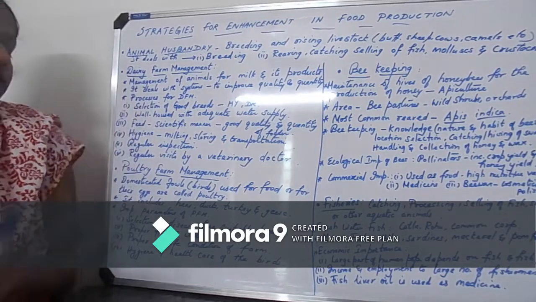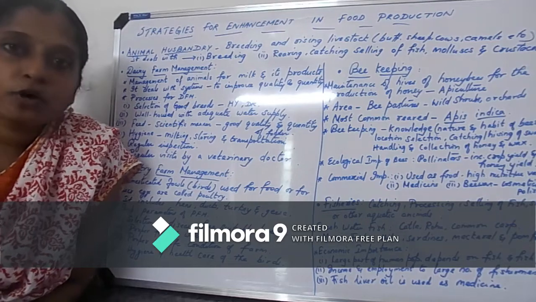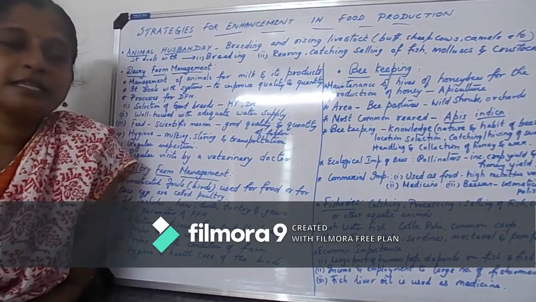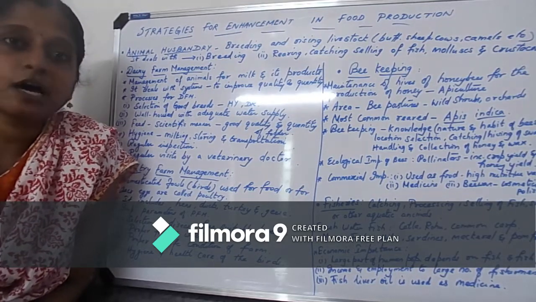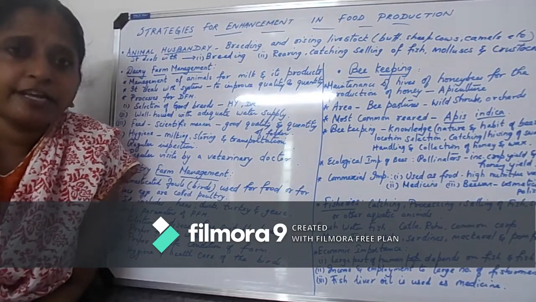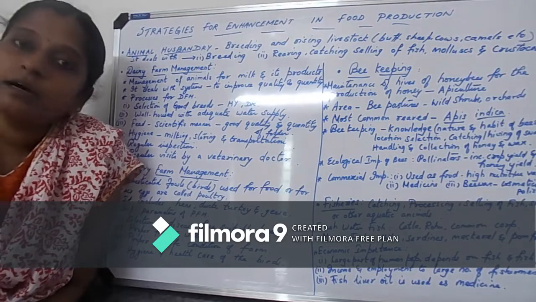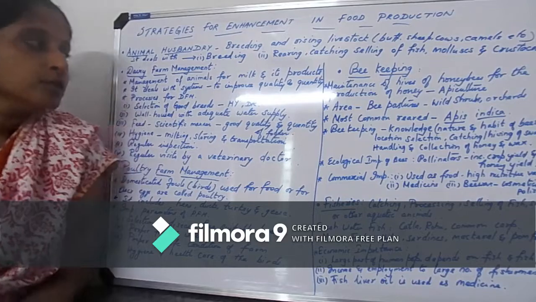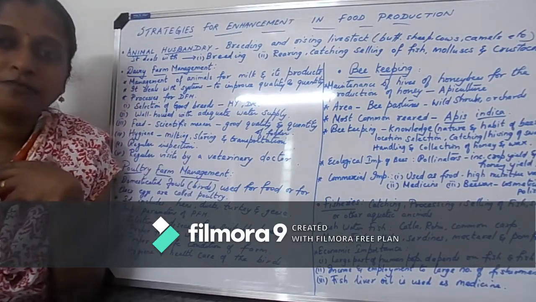Okay, and the last is regular visits by a veterinary doctor. The veterinary doctor should regularly visit, for example, once or twice a month. They have to come and check whether the farm is maintained in proper condition. If any livestock is having any problem, then immediate measures have to be taken to take care of the health. Okay, so these are the processes which we have to keep in mind when we are going forward.